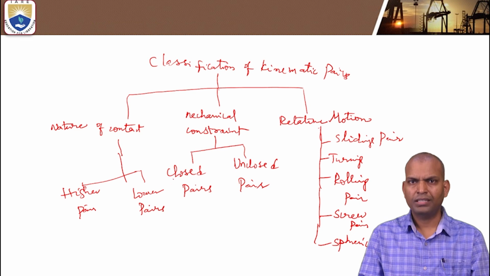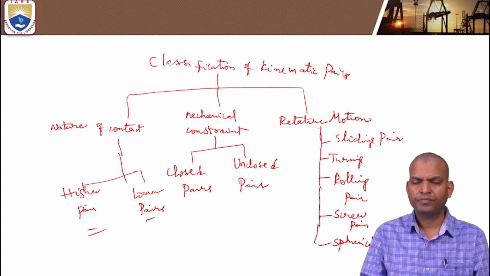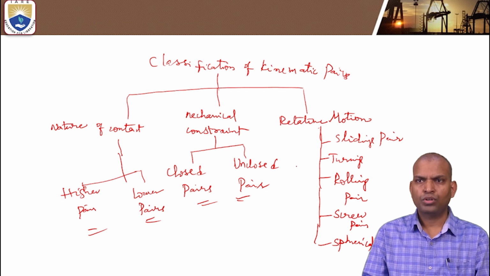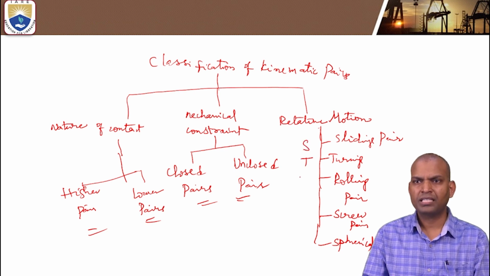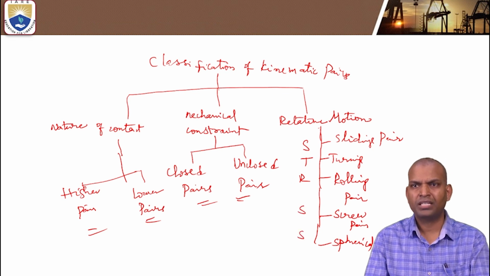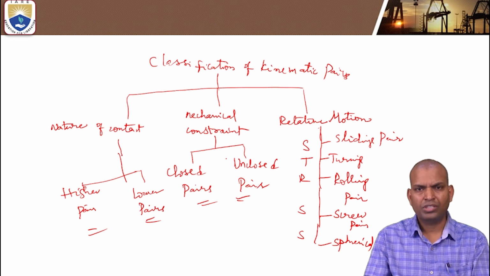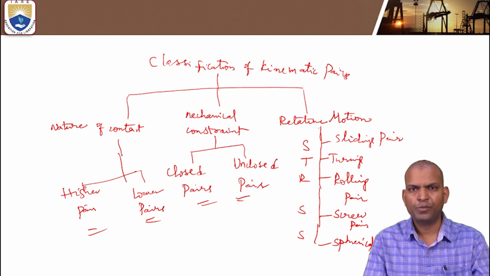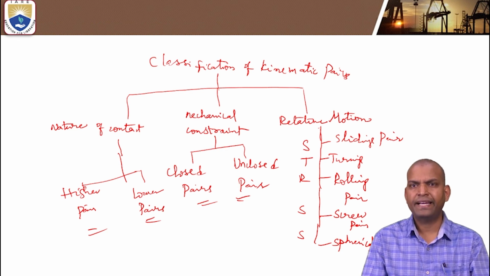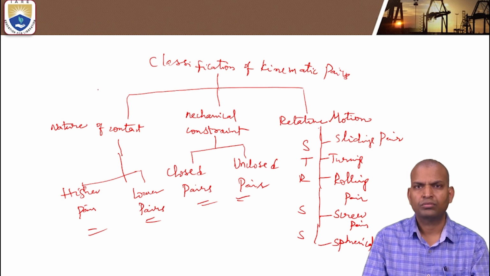So under nature of contact there are 2 types, nature of mechanical constraint there are 2, and under nature of relative motion there are 5 types. This nature of relative motion we can remember as STRSS. You remember only this one word, STRSS, for the relative motion category. So this is the complete classification of kinematic pairs. Very important question from the examination point of view and also for public sector examinations. If you remember this one slide, it is enough for you to attempt this question in end semester examinations.